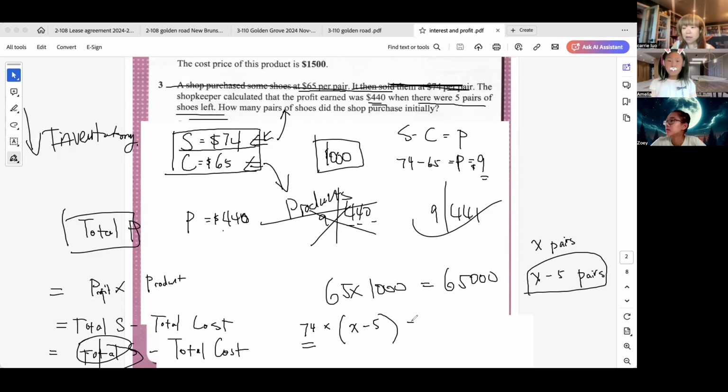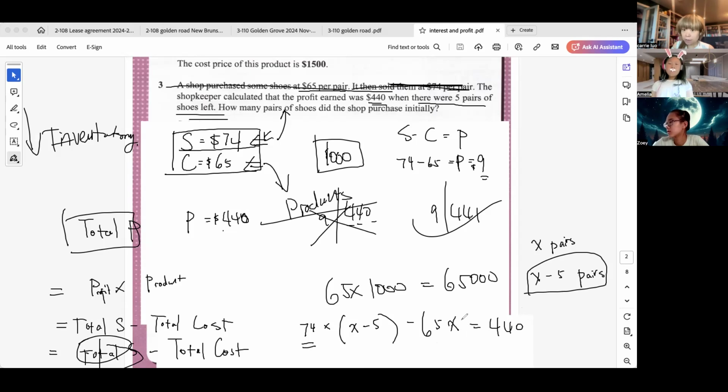Is it 65 times X minus 5 or 65 times X? 65 times X. Very good. 65x. Why? Because 就算我这5双鞋没有卖出去，我还是付了钱把它进过来了，对不对，Amelia？对不对，Zoe？Okay, so now total selling minus total cost equals total profit. In this equation equals what? 440. Get it? Do we have the equation?